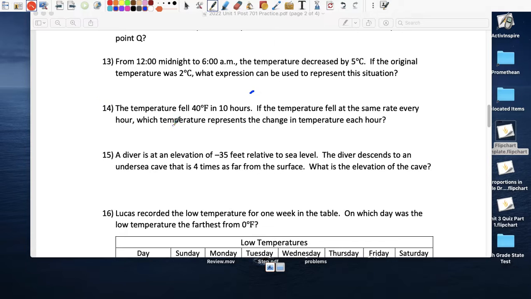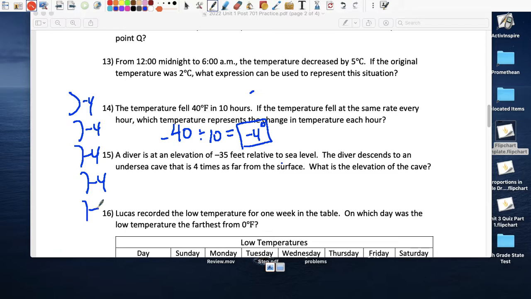So in this case, you can simply do negative 40 divided by 10. That gives you negative 4. So the change is negative 4 degrees every hour, right? Because every hour you lose negative 4, another hour, negative 4, and so on and so on. How many times? For 10 hours. So if that repeats for 10 hours, it's negative 4 times 10, and you get negative 40.